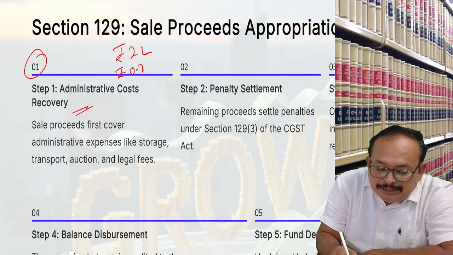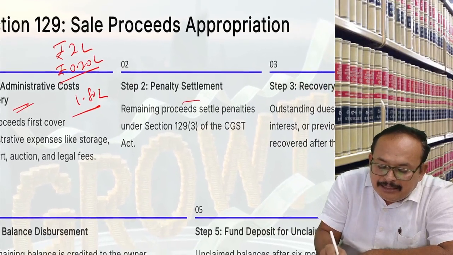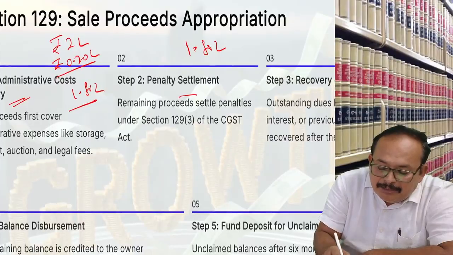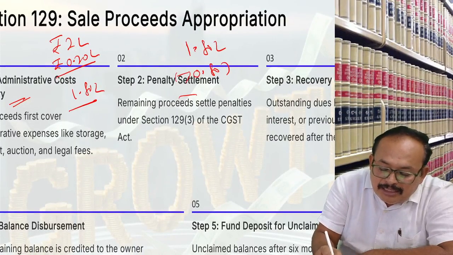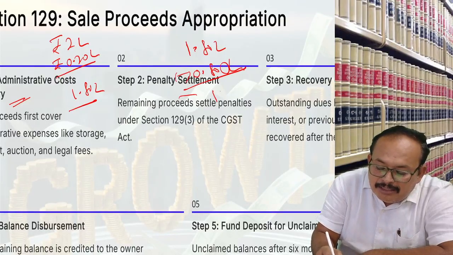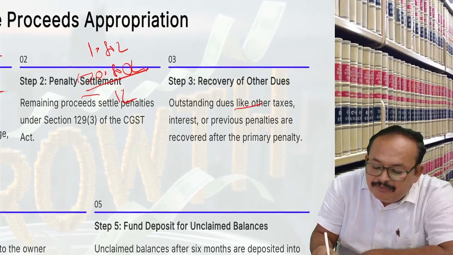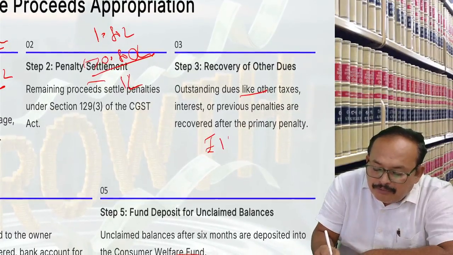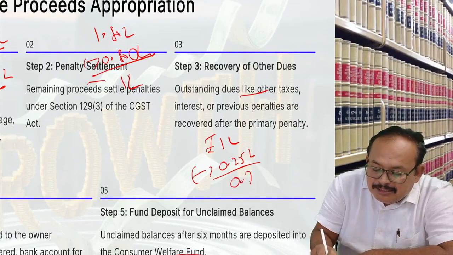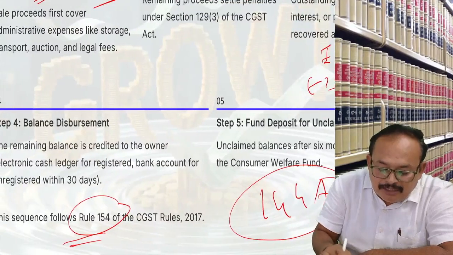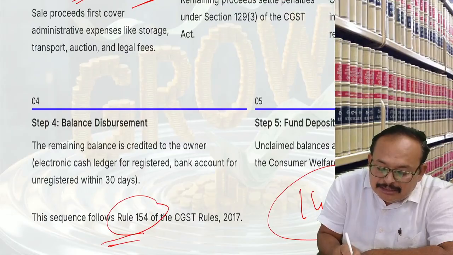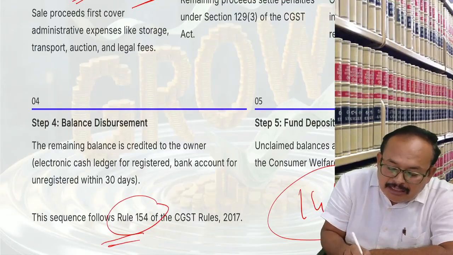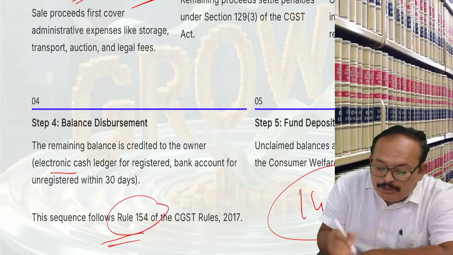Next priority, for example, amount realized 2 lakhs. Administration cost 20,000. Balance 1.8 lakhs. Penalty, for example, is rupees 80,000. The balance is 1 lakh. Recovery of other dues: if out of 1 lakh, other dues are rupees 25,000, balance 75,000.